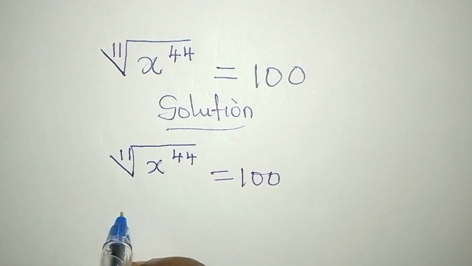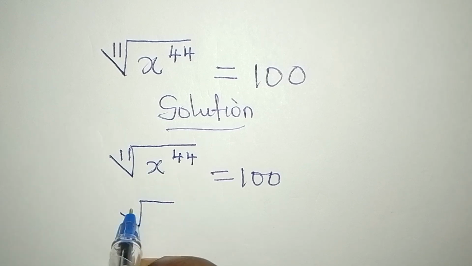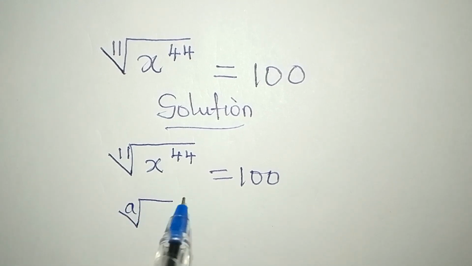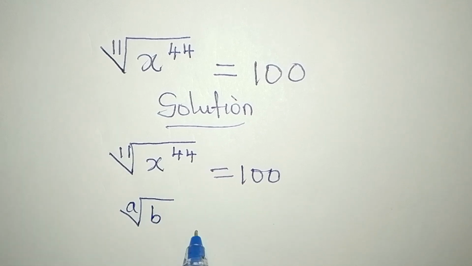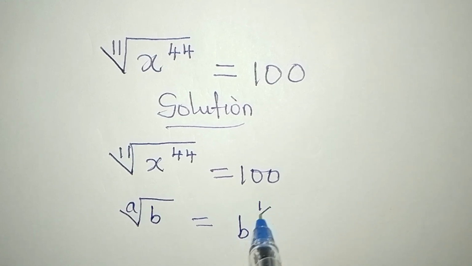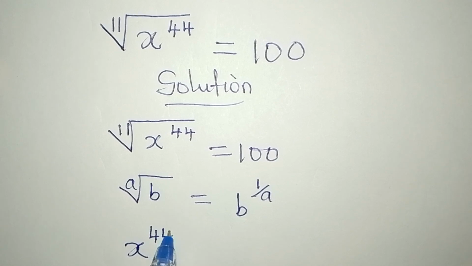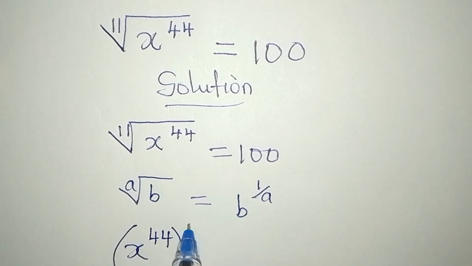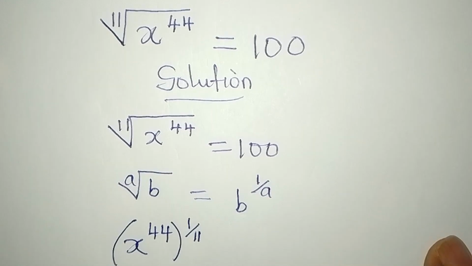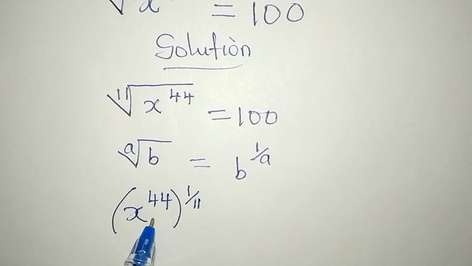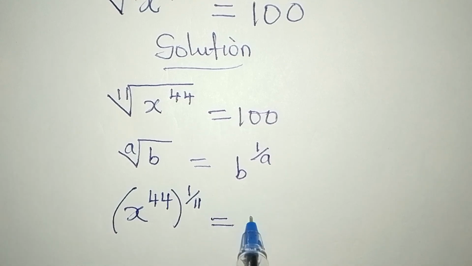Remember that if you have the a root of b, this is the same thing as b to the power of 1 over a. So because of that, we're going to have x to the power of 44, then to the power of 1 over 11. So this is still the 11th root of x to the power of 44, and this will be equal to 100.